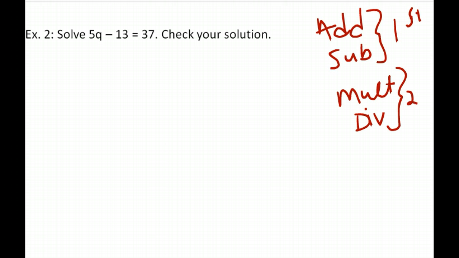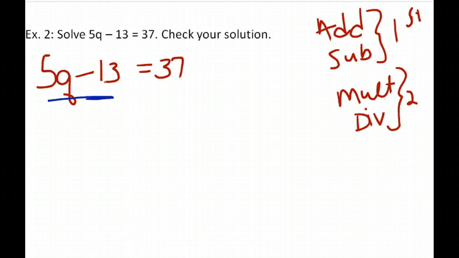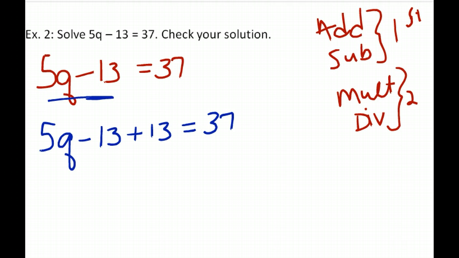Add, subtract first, and then multiply or divide. Okay, so here's our problem. 5q minus 13 equals 37. So look at the side that has the variable. It's this side right here. You're subtracting 13, so we do the opposite. We add 13. So 5q minus 13 plus 13 equals 37 plus 13. Remember, whatever you do on one side of the equation, you have to do on the other side.